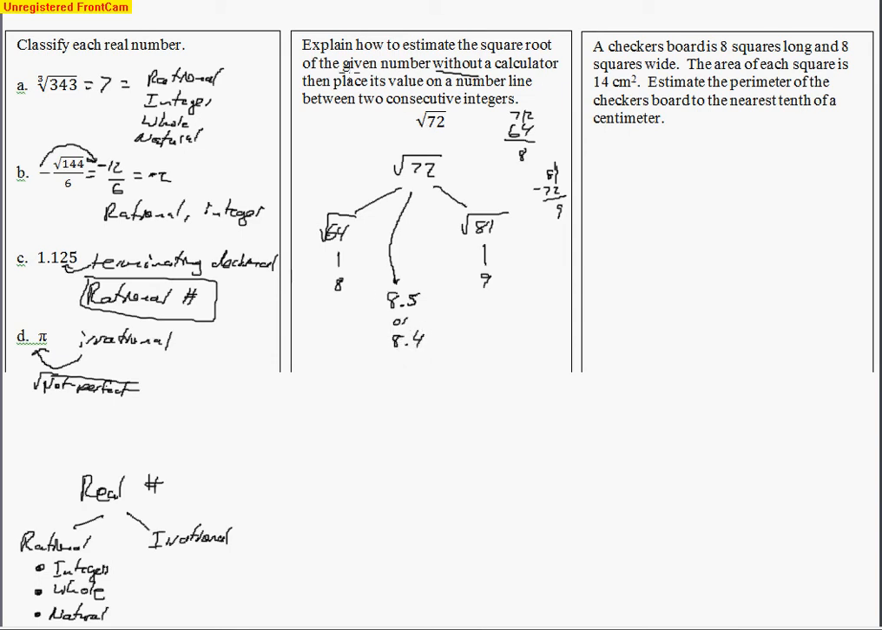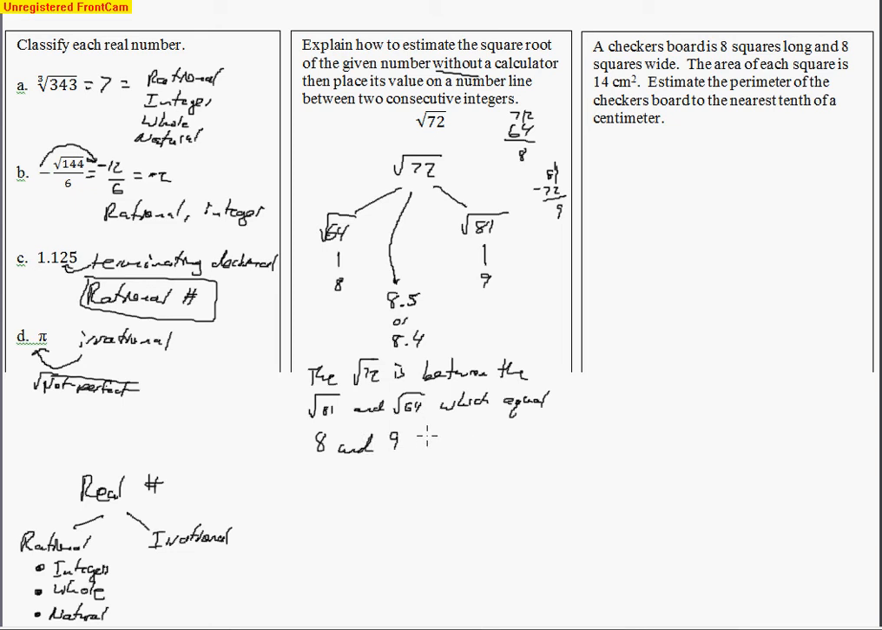And let's see here. It says to then place its number, explain how we did it. So we can just say this in words. So we say the square root of 72 is between the square roots of 81 and the square root of 64. And those are perfect squares, which equal 8 and 9.